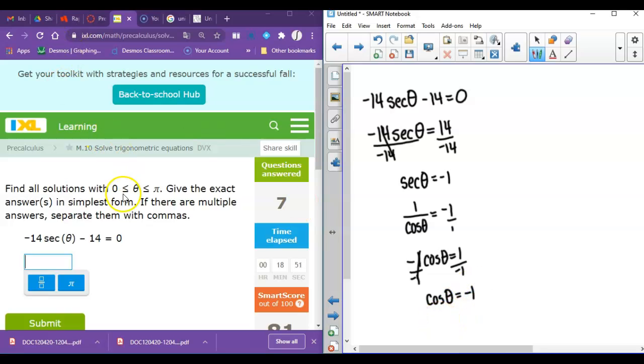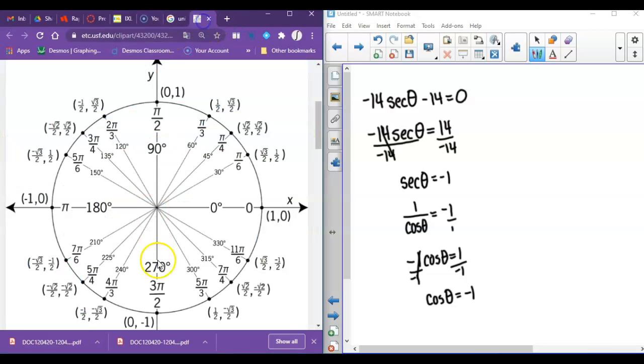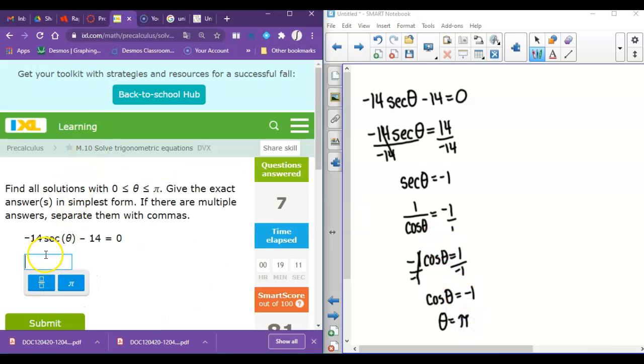I'm looking on the unit circle from 0 to pi. Cosine is my x-coordinate, and right here at pi is where my cosine value is negative 1. So pi is going to be my answer here.